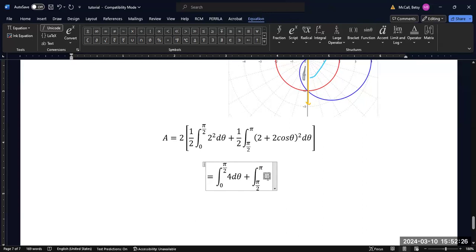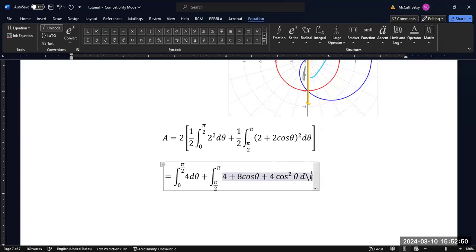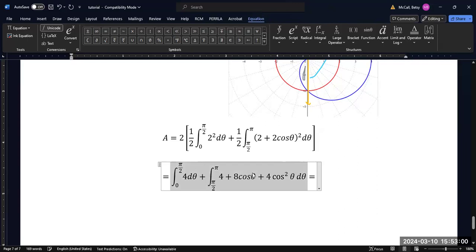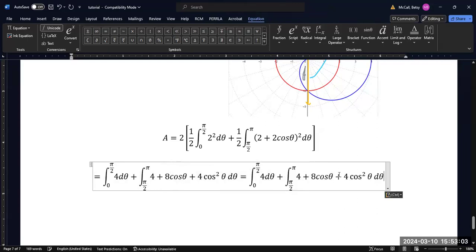Let's see. 2 times 2 is 4. And then 2 times 2 cosine is 4 cosine, and times 2 again. It's going to be 8 cosine. And then 4 cosine squared. And we're going to need to substitute for the cosine squared. So before we integrate, let's do that algebra.